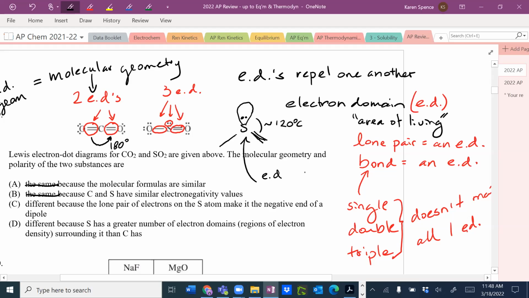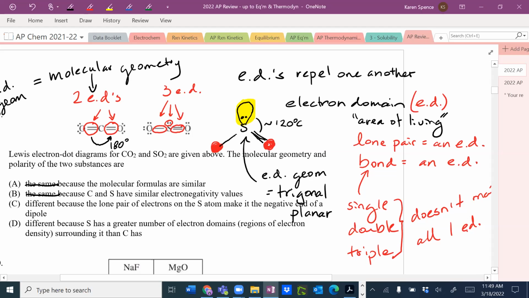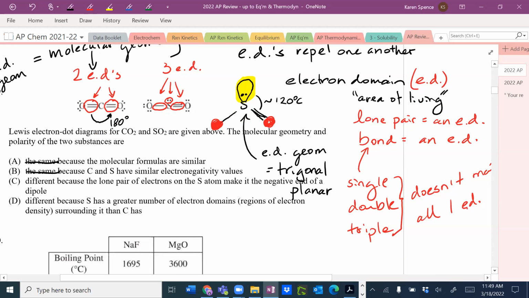Electron domain geometry is trigonal planar, however you prefer to pronounce it. However, we have this one set which is just a lone pair. We don't actually have something physical sticking off the end of each of these. And so what is the molecular geometry for that? The molecular geometry is bent. Yes.